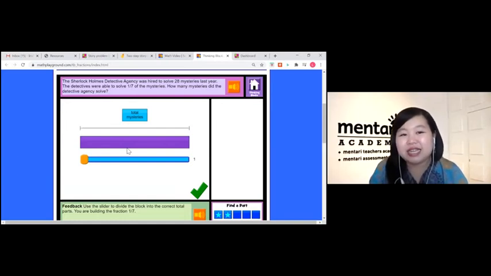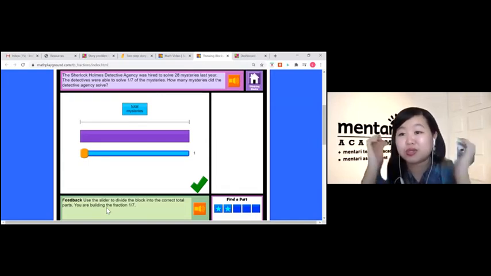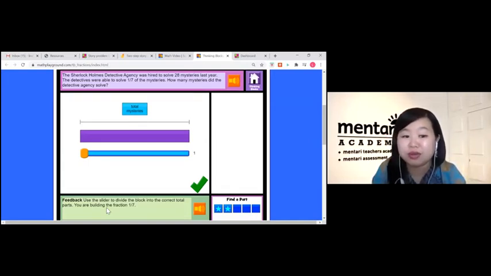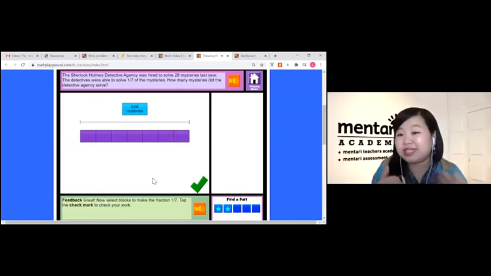And then it says the detectives were able to solve 1/7 of the mysteries. There's even a clue here, so it's kind of handy. You can even share this with your students so they can do this individually. It says use the slider to divide the block into the correct total parts. You are building the fraction 1/7. So how many equal parts do we need in order to build 1/7? We will need 7. And then it's really step by step, right?